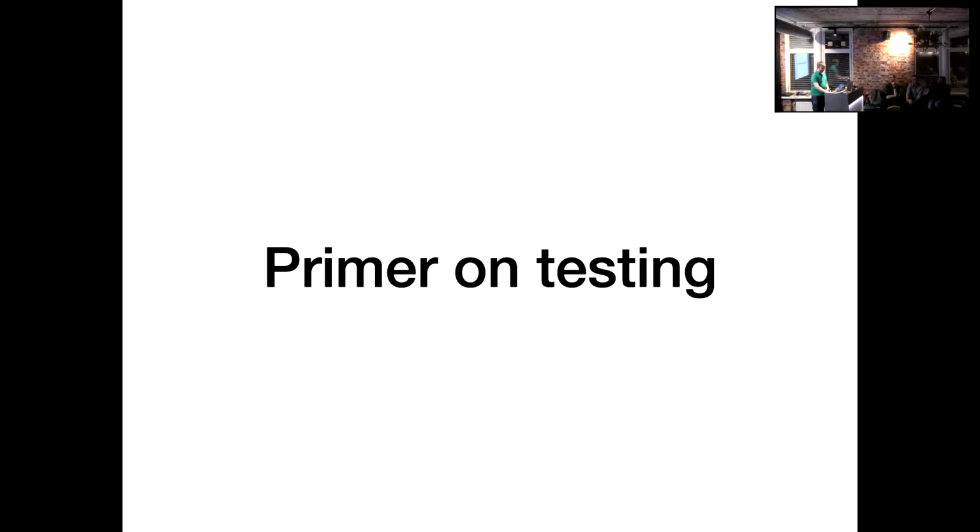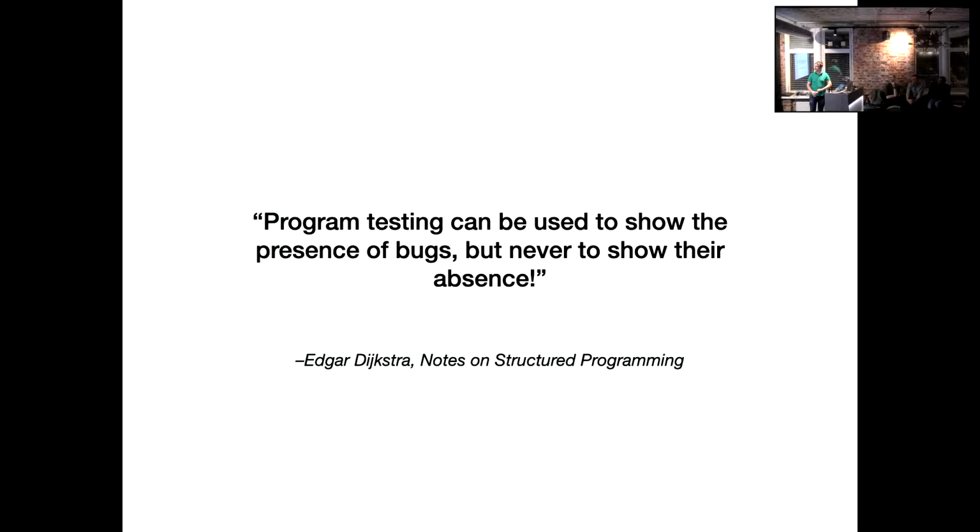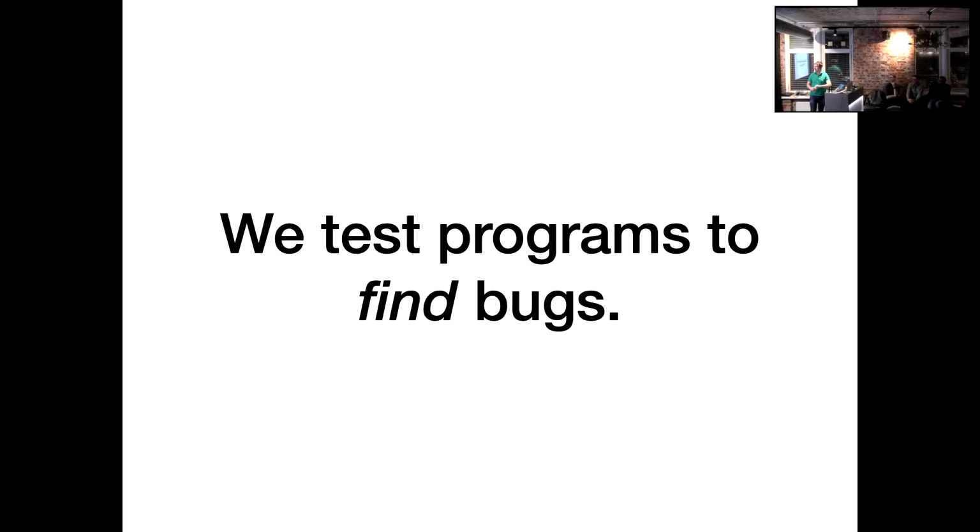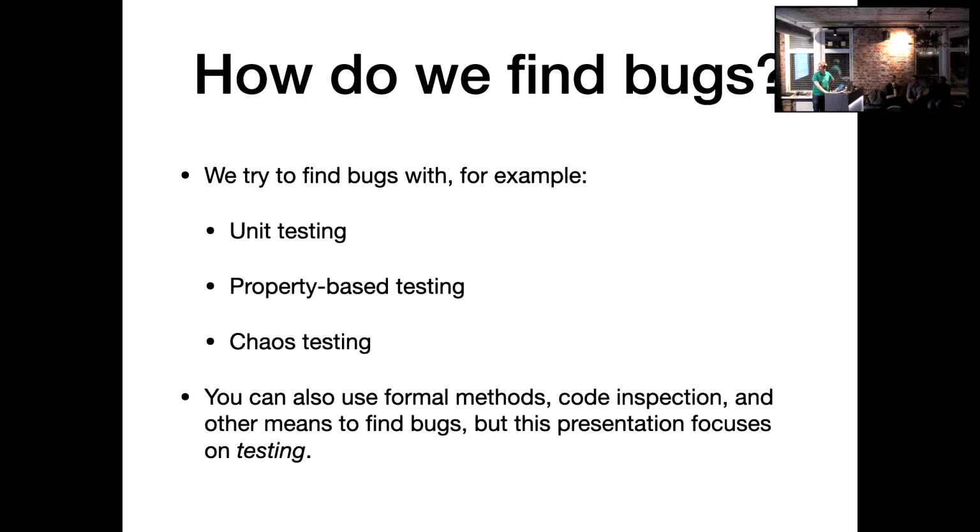So, a primer on testing. Why do we do testing? We do it essentially to discover problems. We want to find bugs. How do we do that? Well, we try to find bugs with unit testing, property-based testing, chaos testing. There's a variety of different options as well. You can use formal methods, code inspection, and other ways to find bugs, but we're going to just focus on testing.